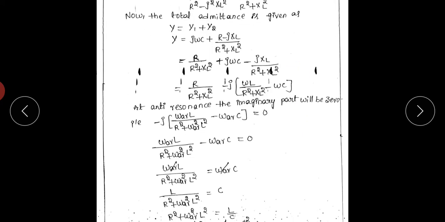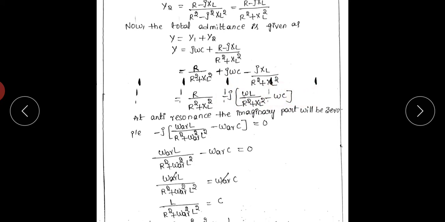Parallel resonance is also called anti-resonance. At anti-resonance, the imaginary part will equal 0. In admittance form, the real part is conductance and the imaginary part is called susceptance. So here the imaginary part is susceptance. So at resonance condition, in a parallel RLC circuit, the net susceptance value equals 0.